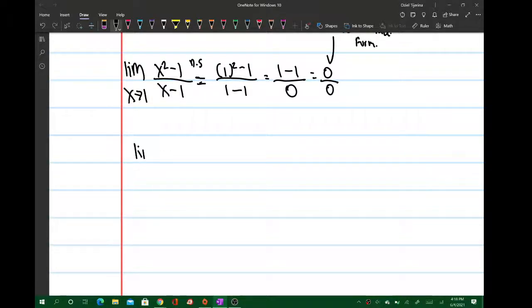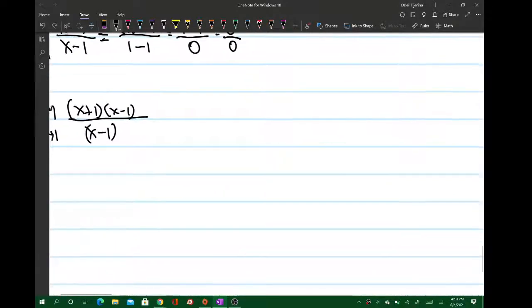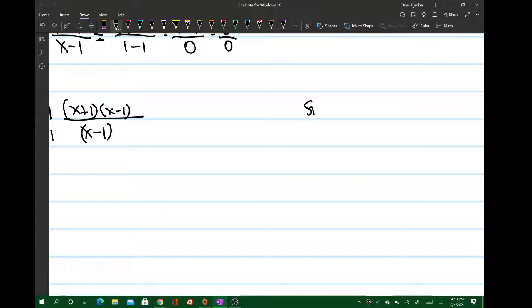The reason for that is because although we get 0 over 0, we can still find the limit. And how can we find the limit? Well, you can factor the top. This is x plus 1 times x minus 1. And then you divide it by x minus 1. Remember when I said to simplify?